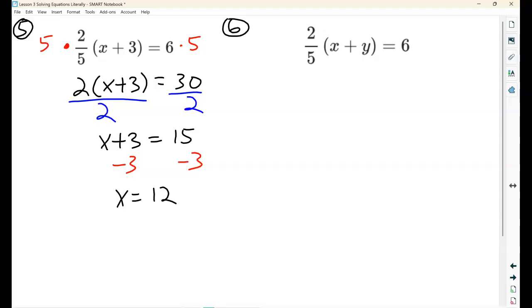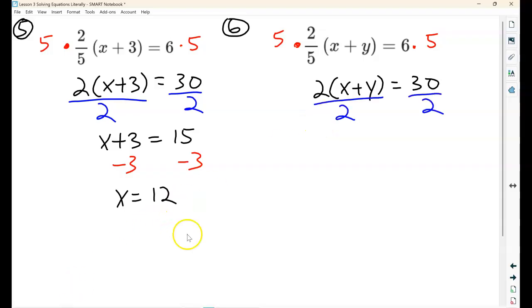Alright, let's do the right side. We're going to multiply by 5. So I get 30 on the right side. 2 times x plus y instead of 3 on the right side. Divide by 2. The 2's are going to cancel out.